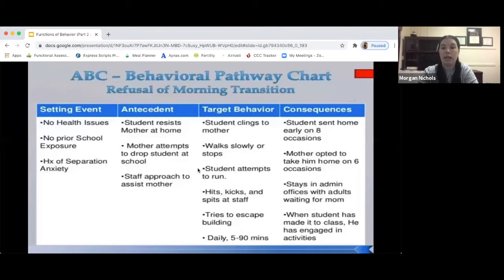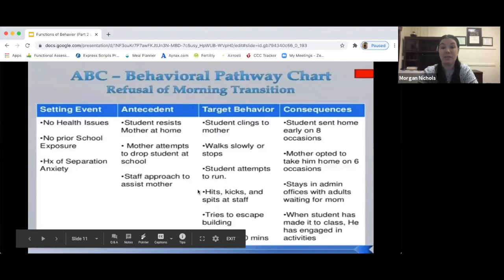It looks like him attempting to run. Maybe he'll run out of the building. That's very dangerous because there are probably cars outside of the building, right? Maybe it looks like him hitting, kicking, or spitting at staff, which is very dangerous as well.